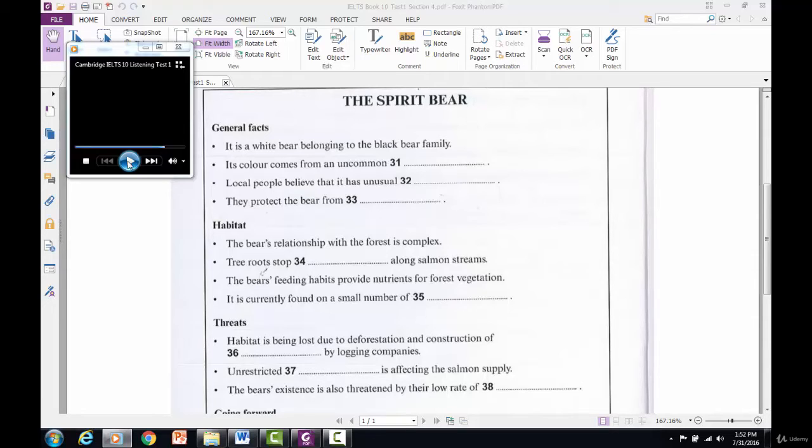Then maybe a few seconds later, you'll hear the correct answer, or you'll figure out that is the correct answer. But get things down on paper.